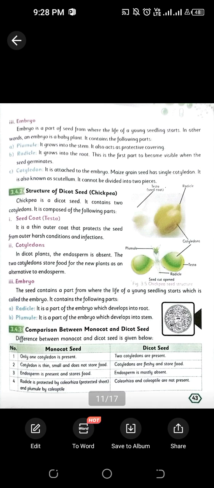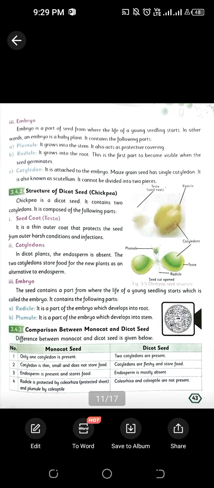The seed coat is an outer covering, the outer part of the seed, which protects the embryo from damage, injury, harsh conditions, infections, and so on. Cotyledons: dicot plants have two cotyledons, and dicot plants do not have endosperm. Monocot plants have endosperm. It means that the food supply of a dicot plant is through cotyledons, while monocot plants have a food supply through endosperm.